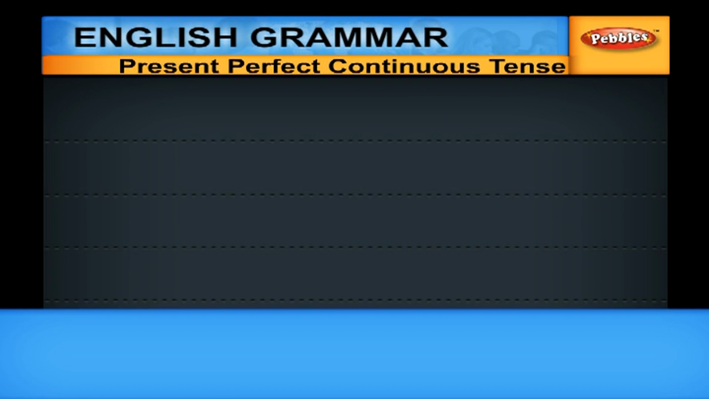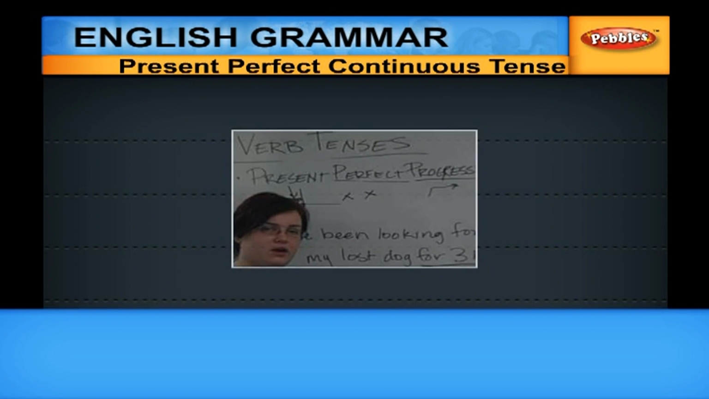Where do we use present perfect continuous? We have to use present perfect continuous while referring to an action that started in the past, continued for some time, and is still going on. For that, we will use present perfect continuous. An action from the past still going on. For that, we have to use present perfect continuous.